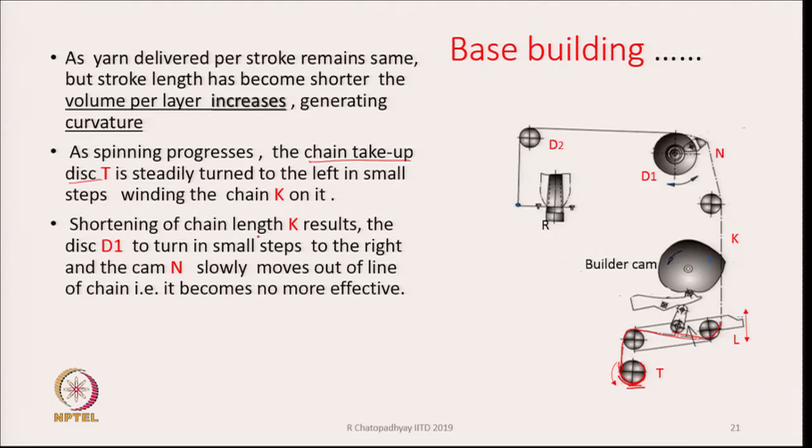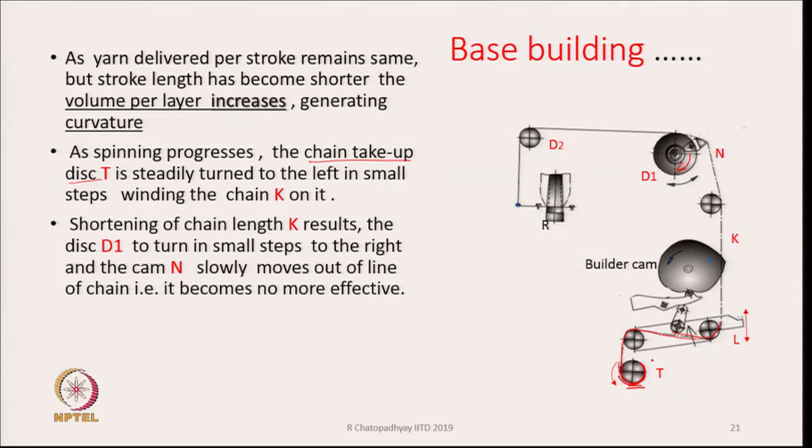Therefore, shortening the chain length K results in disc D1 turning in small steps. When I do this, the disc D1 will turn in small steps to the right. So disc D1 will move in the right direction, because the chain is pulled, because it is getting wound on T, the disc T in this case.